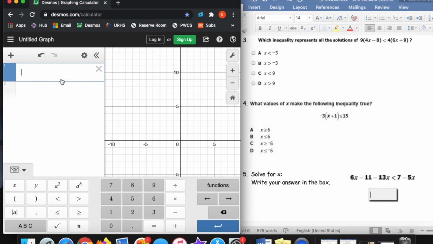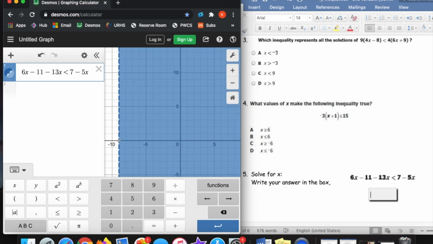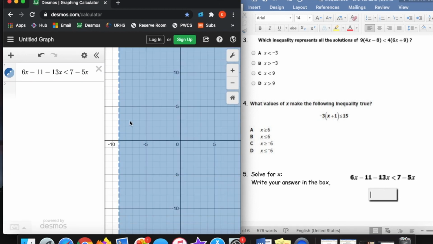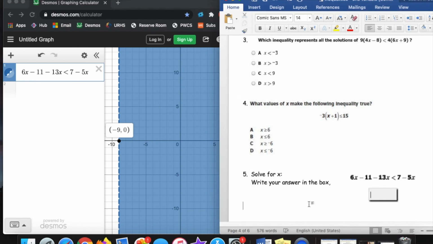Okay, now last one, number 5, and you are not given multiple choice options here, so this would be a tougher problem that you would have to solve if it weren't for Desmos. But we have Desmos, and we can do it on here. So 6x minus 11 minus 13x is less than 7 minus 5x. Again, same thing, it gives us this beautiful blue color, and we see the vertical line here at negative 9. So if I was writing this, I would say x is greater than negative 9 as my answer.